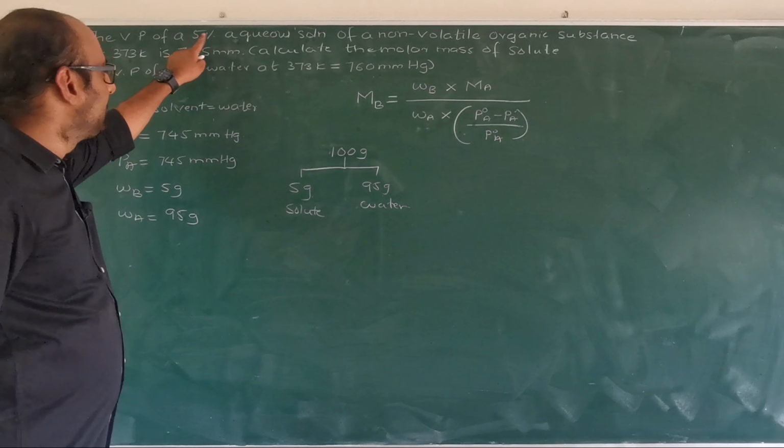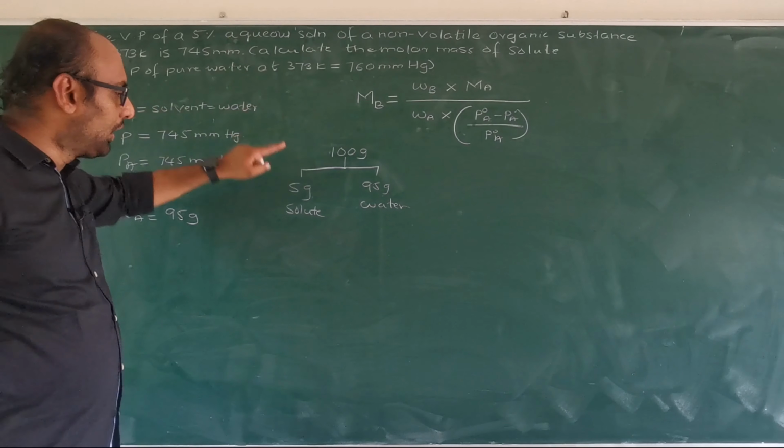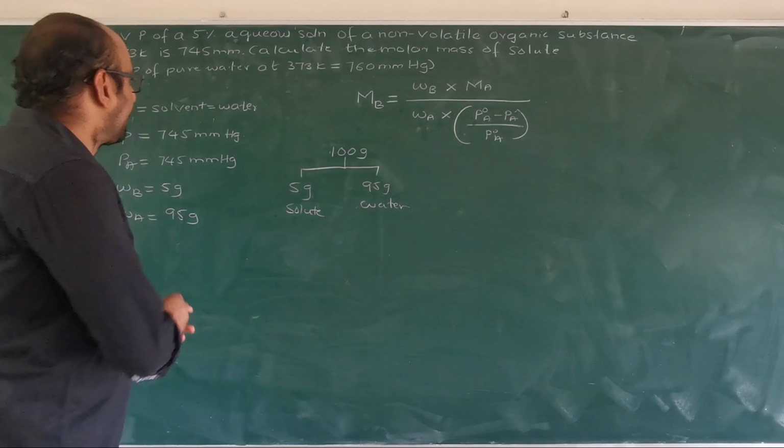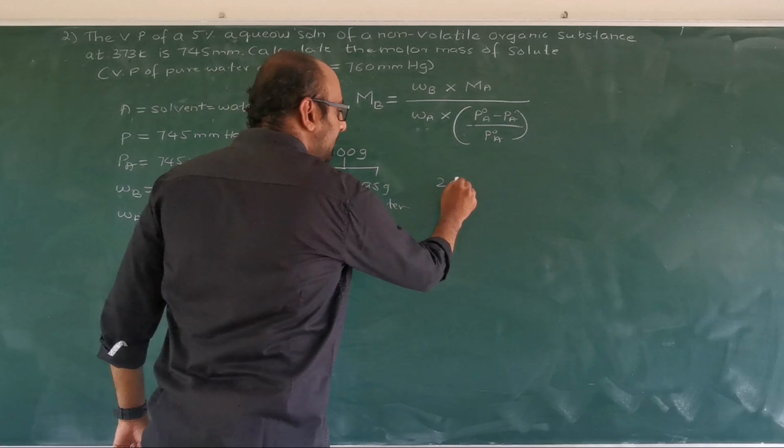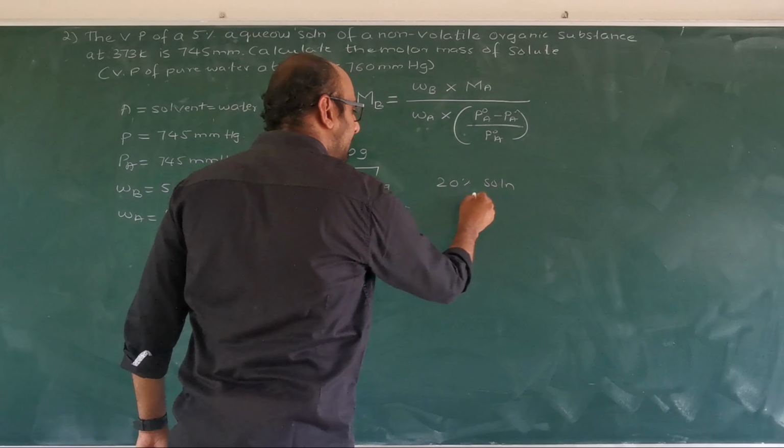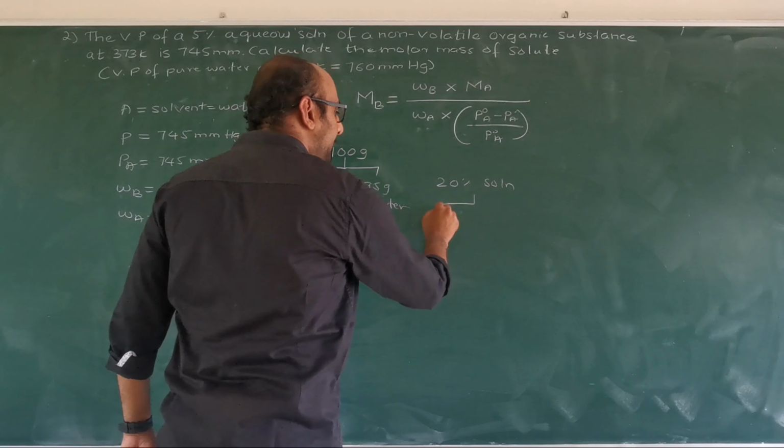So when the percentage of a solution is given, you have to take it like this. For example, if a 20% solution is given, that means 20 grams is the solute, and the remaining 80 grams is the solvent.